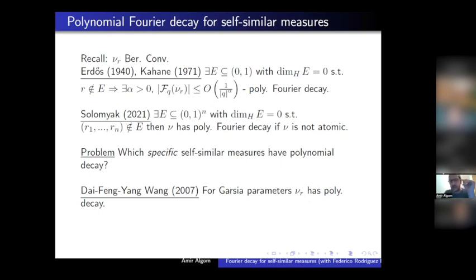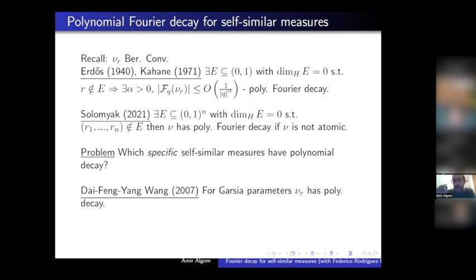Do note that Garcia parameters are those parameters for which Garcia in the 60s established absolute continuity of the corresponding Bernoulli convolution. Yet Garcia does not talk about the density and does not establish decay. So this is what they did. Actually, this is a good forum to raise this problem. I'm not aware of any other result in this direction, specific polynomial decay for self-similar measures, not generic, but specific IFSs.